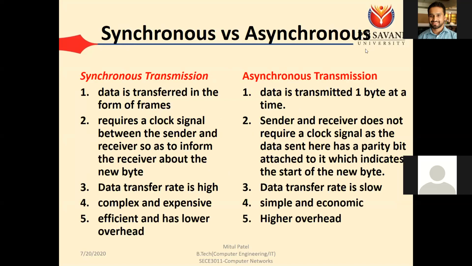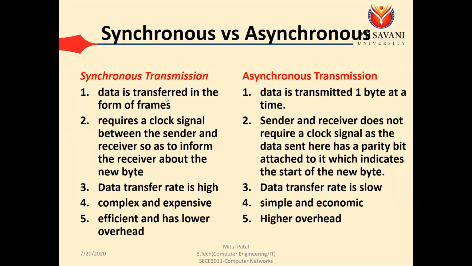So here we can compare synchronous transmission and asynchronous transmission. In case of synchronous transmission, data is transferred in the form of frames, while in case of asynchronous, data is transmitted in the form of bytes. In case of asynchronous, the clock signal, or the timing, is not important. The sender and receiver do not require a clock signal, as the data sent here has a start bit that is 0 and a stop bit that is 1. While in case of synchronous, we require a clock signal between the sender and the receiver so as to inform the receiver about the new byte.